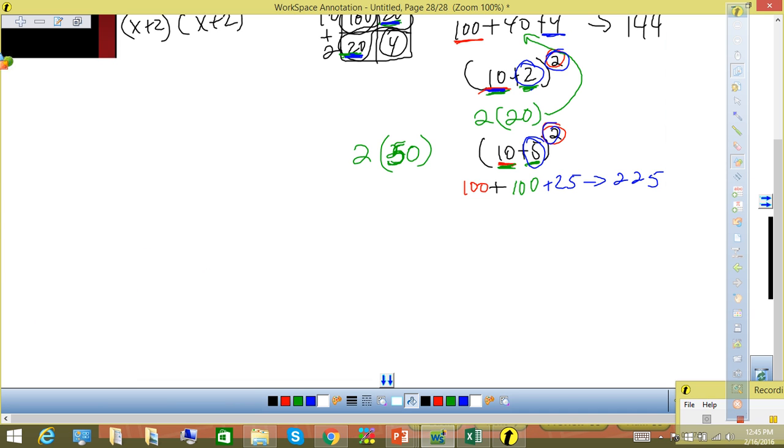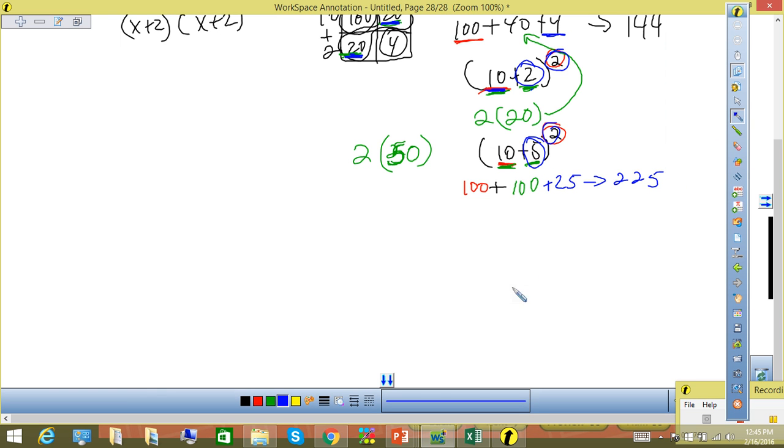Make some room here. What if I gave you this trinomial and I wanted you to find me the factors? Let's see. Watch. What did I do here?